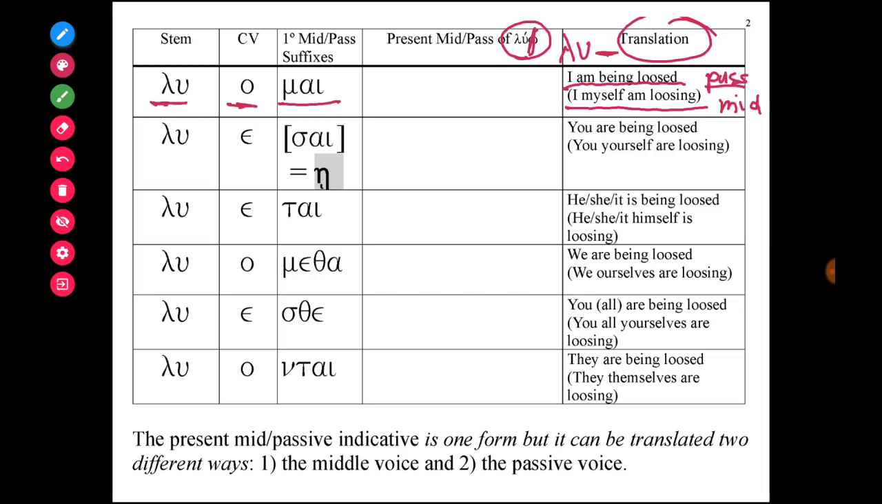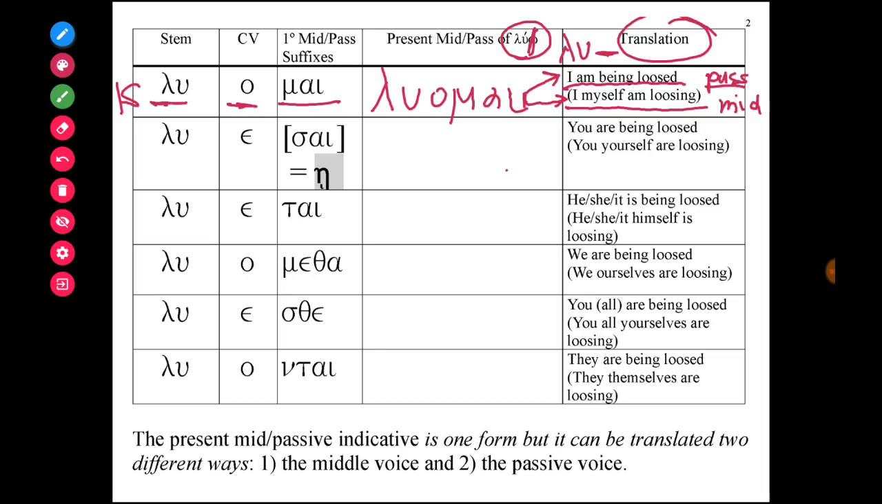So for the first person singular present middle passive indicative, the form of the verb using the stem lu is luomai. And luomai can mean either I am being loosed, or it can mean I myself am loosing. Which translation do I use when I see the word being used? It depends on the sentence. The context of the sentence will make it obvious that one of these translations, the passive or middle, will not work, and you have to choose the one that makes the most sense.